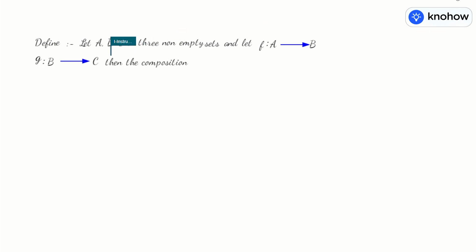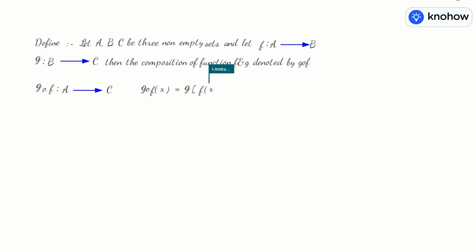Please note down: let A, B and C be three non-empty sets, and let F be a function from set A to B and G a function from B to C. Then the composition of functions F and G is denoted by GOF and is defined as GOF from A to C, given by GOF of X equal to G of F of X, where of course X is any element of set A.